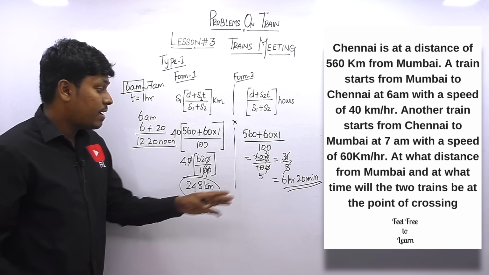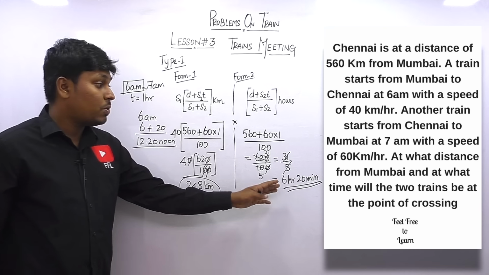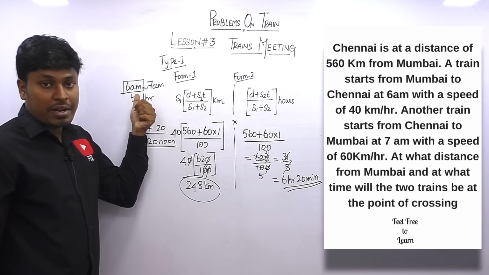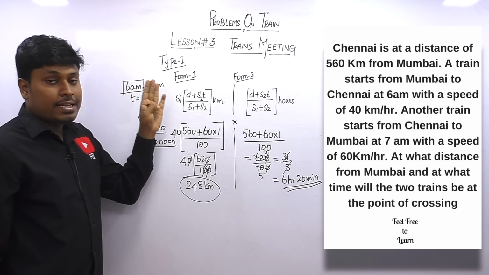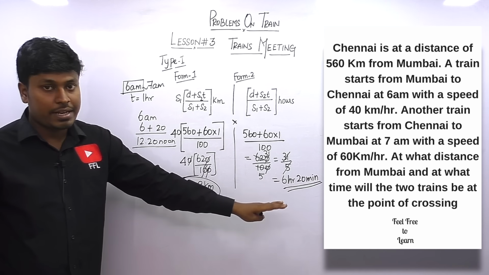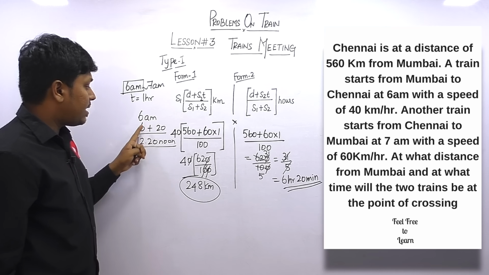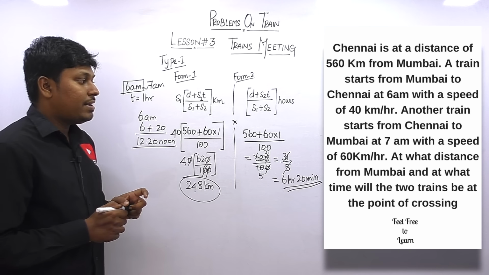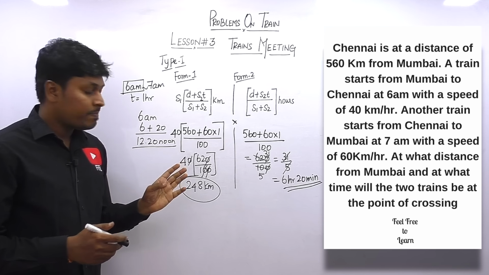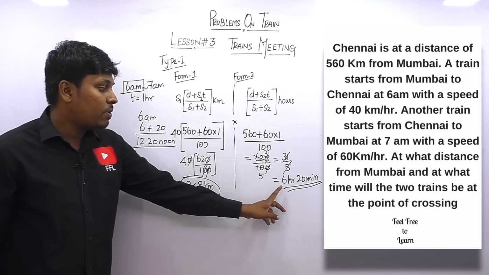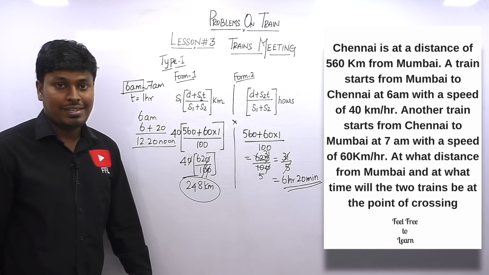Friends, got the logic? After finding 6 hours 20 minutes, don't go and mark the answer directly. It is wrong, right? Because the first train starts in the morning at 6 a.m. So after starting at 6 a.m., it travels 6 hours 20 minutes and then only both the trains meet, right? So 6 a.m. morning and another 6 hours 20 minutes will be 12.20 noon. So finally answer for this question from Mumbai: both the trains met at 248 km at the timing of 12.20 noon. Interesting question.